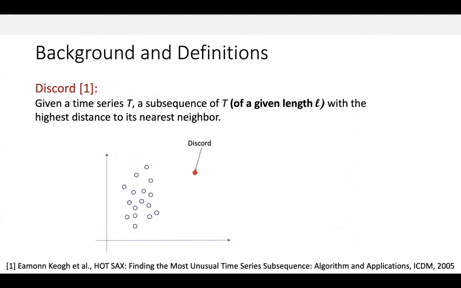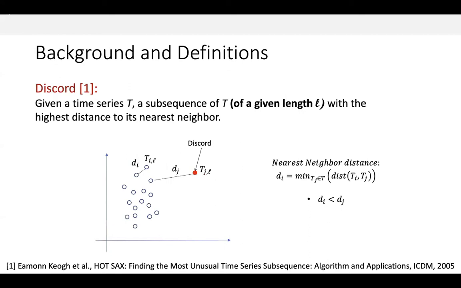One way to formally define and search for anomalous subsequences would be to use the discord definition. The discord is a subsequence of length L that has the highest distance to its nearest neighbor. In this example, the discord is the red dot, which has the biggest distance d_j to its nearest neighbor than every other point. The advantage of this definition is its mathematical simplicity.